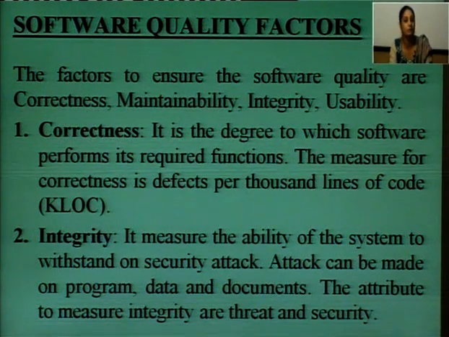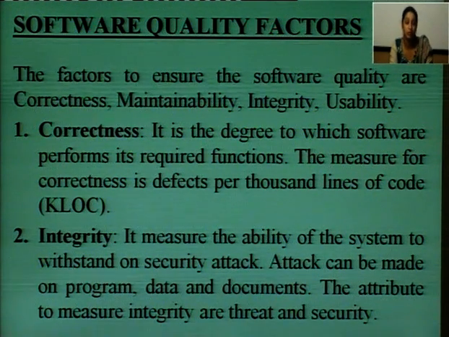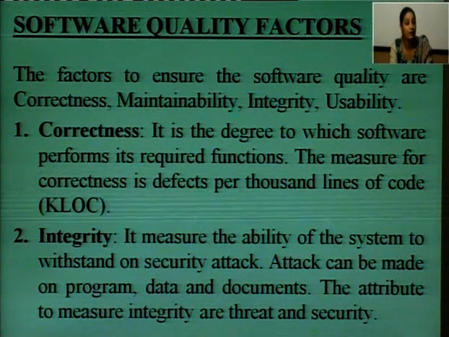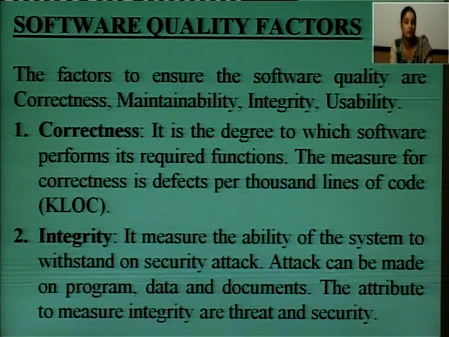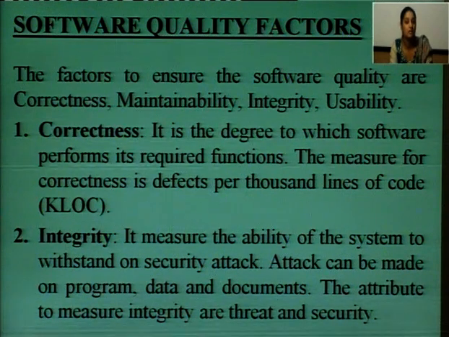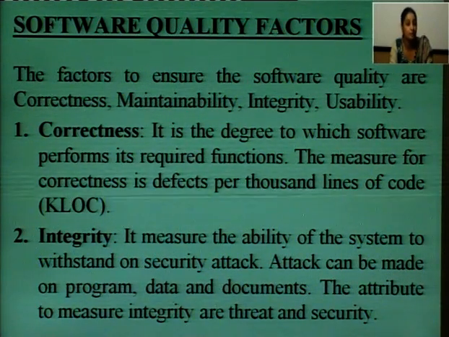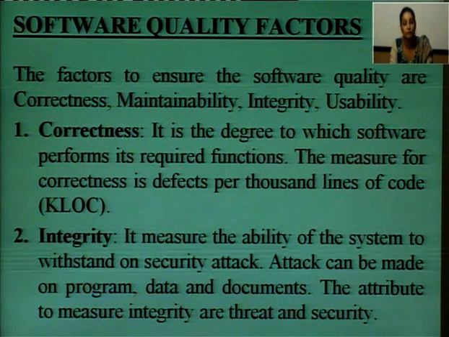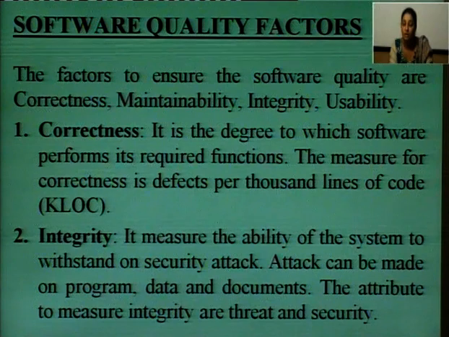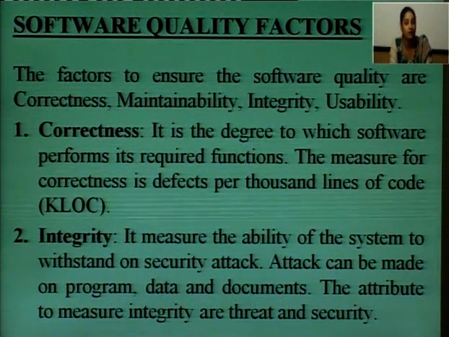Now the various factors for quality are correctness, maintainability, integrity and usability. Correctness is the degree to which software performs its required function. The number of defects per thousand lines of code is known as correctness. The number of defects should be low for good correctness, and it is good for the quality.